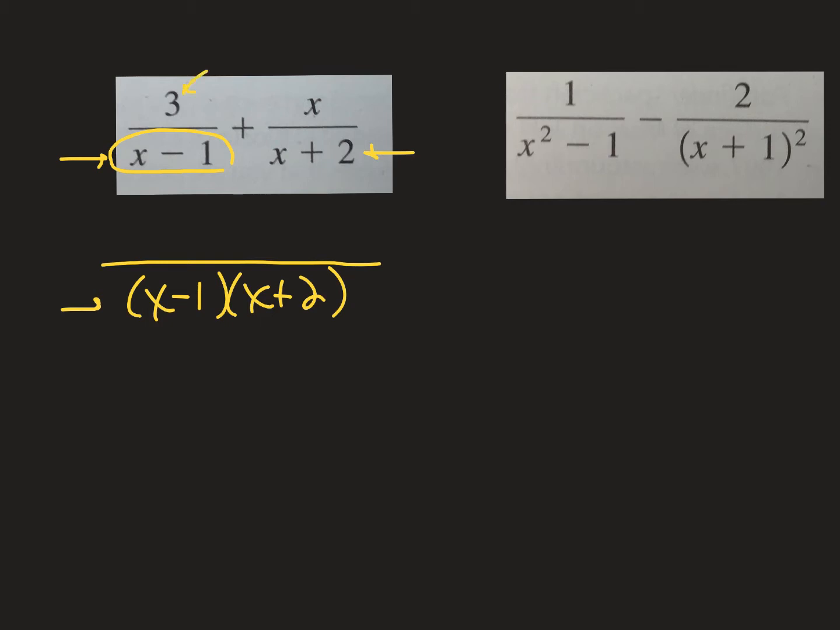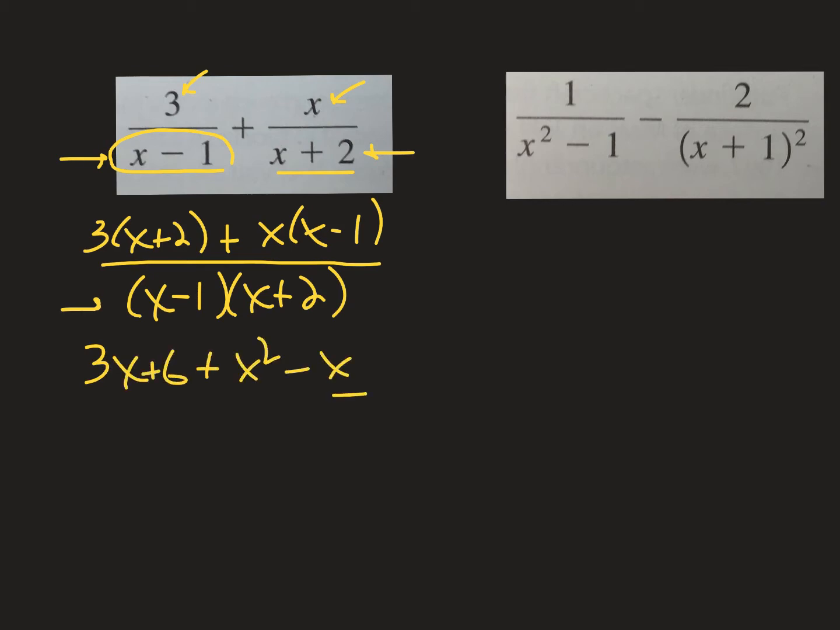So I'm going to take the 3 and multiply it by what is missing, the x plus 2. I'm going to do the same thing with the second parentheses. This denominator is missing the x minus 1, so I'm going to take the x, multiply it times the x minus 1. And then it's just a matter of working all that stuff out. So if I distribute the top, I get 3x plus 6 and also x squared minus x over all this. Then I'm just going to combine my like terms.